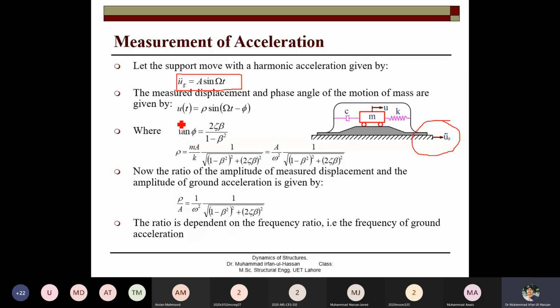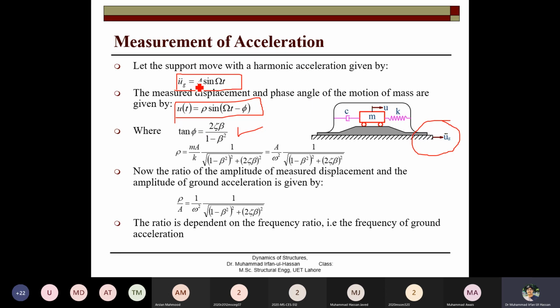And you know that the displacement response in case of harmonic motion can be written in simplified form as rho sine omega t minus phi, and the phase angle, which we have studied already for harmonic motion, is 2 zeta beta over 1 minus beta square, where beta is the frequency ratio. And now if you compute the rho value, a is used rather than p naught, because now it is the acceleration response.